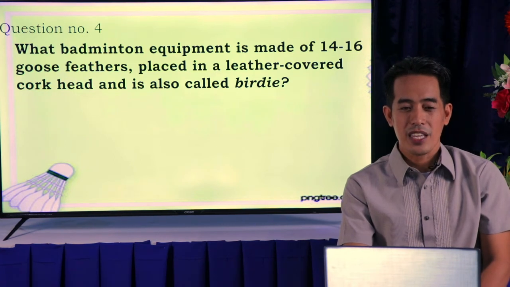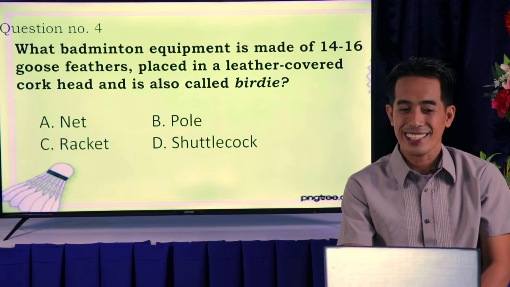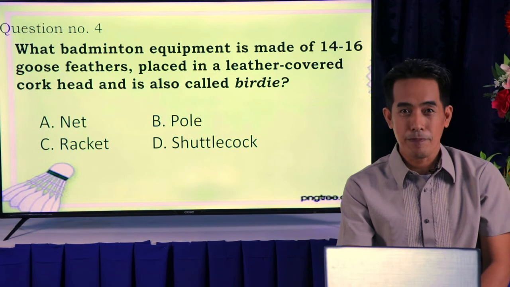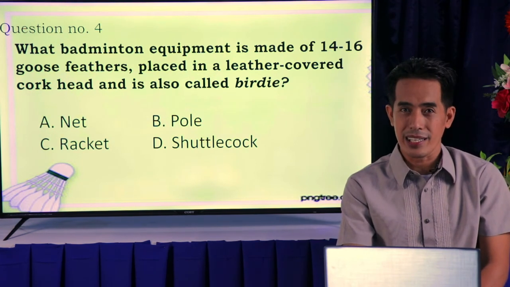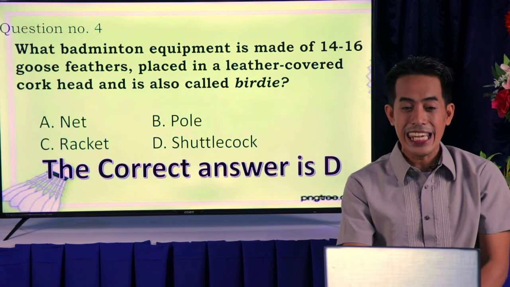Question number 4. What badminton equipment is made of 14 to 16 goose feathers placed in a leather-covered cork head and is also called birdie? A. Net, B. Pole, C. Racket, or D. Shuttlecock? The correct answer is D. Shuttlecock.